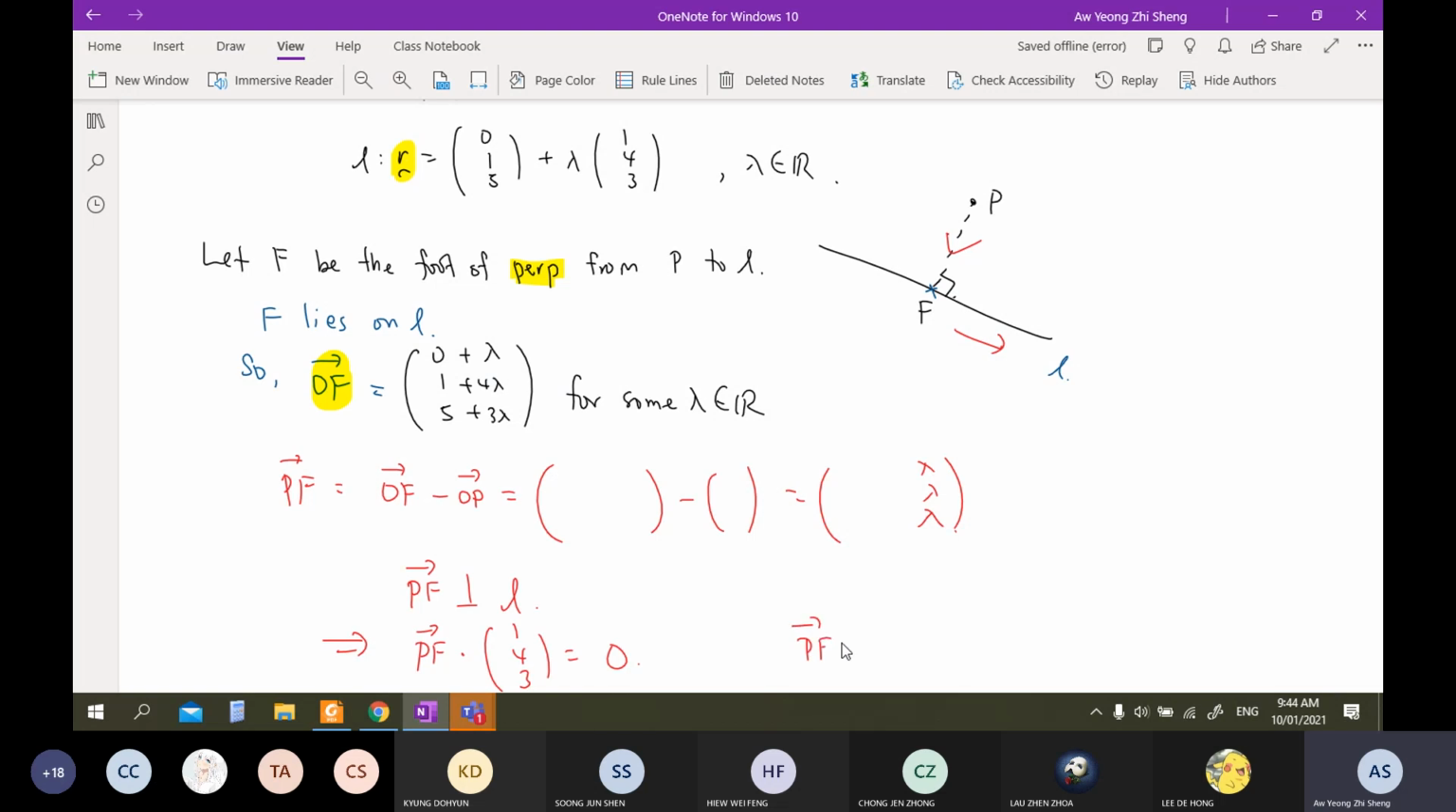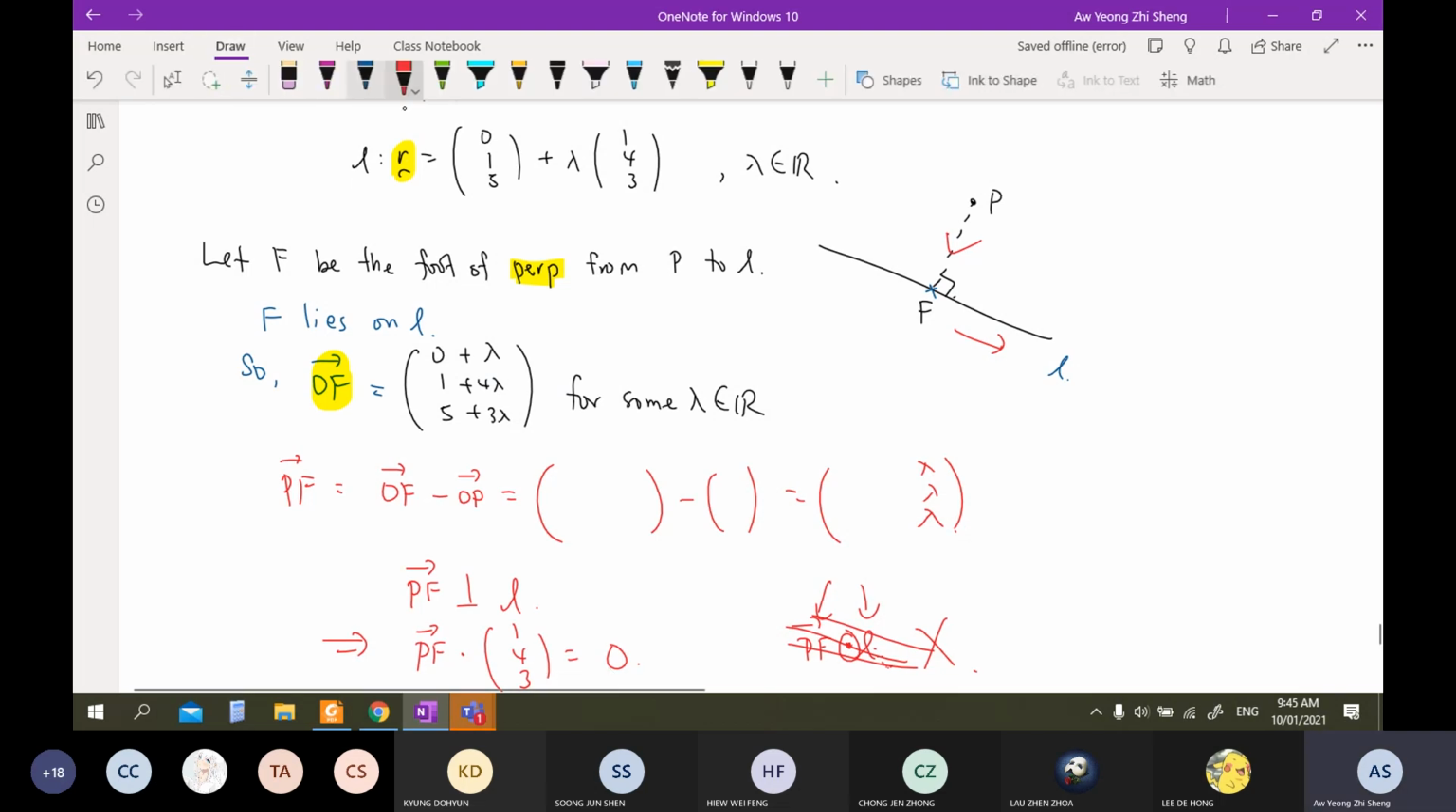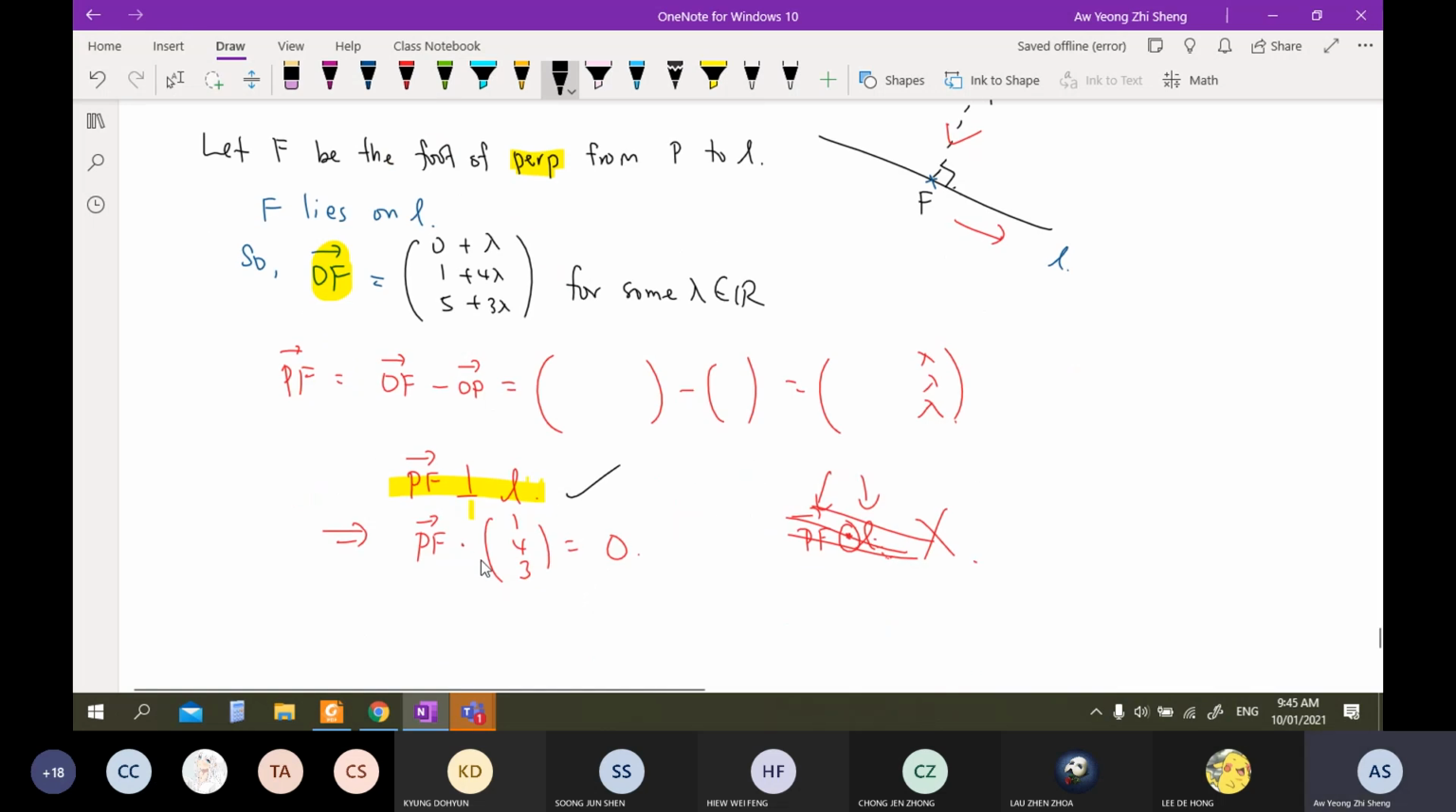Don't ever say PF dot L. It doesn't make sense, because the dot product must operate on two vectors. L is not a vector, and so you don't ever say PF dot L. PF dot L is wrong. PF dot with the direction vector is correct. You can say PF is perpendicular to the line. This one is totally fine. The vector is perpendicular to the line. But when it comes to dot product, it is a must to involve two vectors. Then only can you have your dot operate on them.